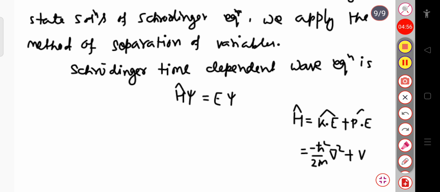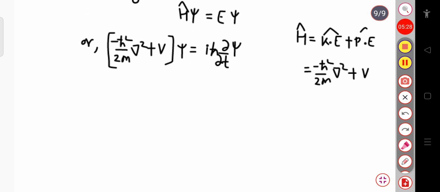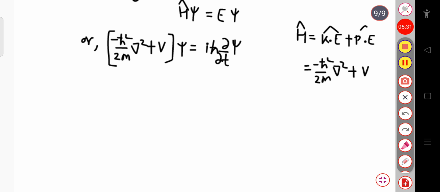So H cap psi means minus h bar square divided by 2m into del square plus V, whole into psi, that is equal to the eigenvalue of the E operator. We can write this simply as i h bar dou by dou t into psi, because this is the total energy operator E and its value is i h bar dou by dou t.